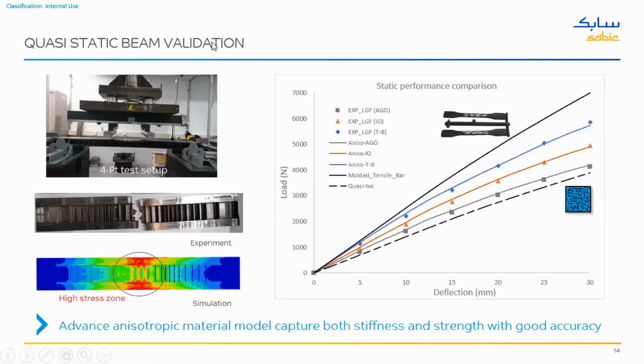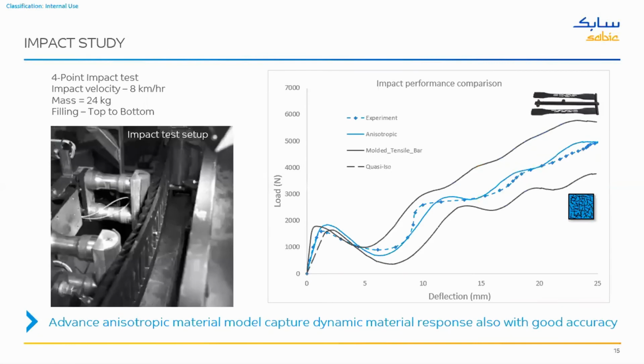So with this quasi-static analysis, next we move to the impact studies on the part. Doing the same setup, the 4-point bending setup as shown over here. This is one of the steps where you could see the beam bending occurring under the impact load conditions.